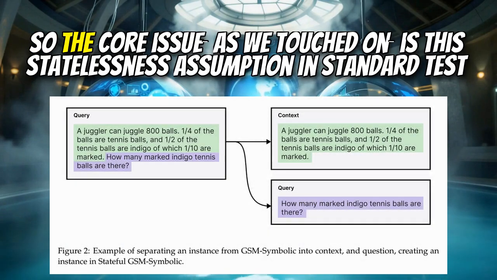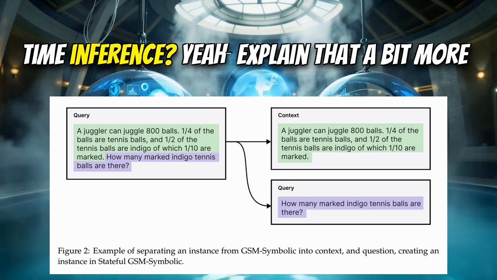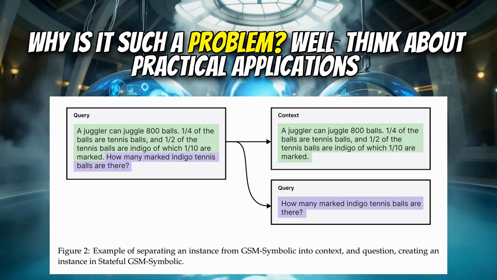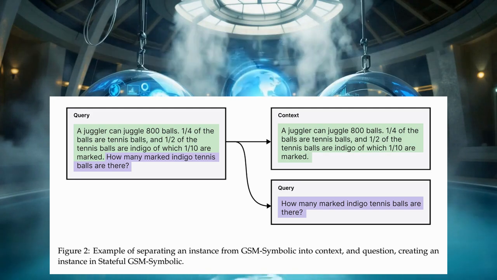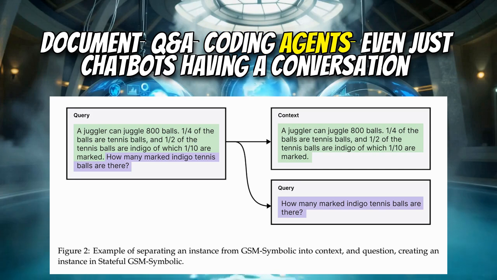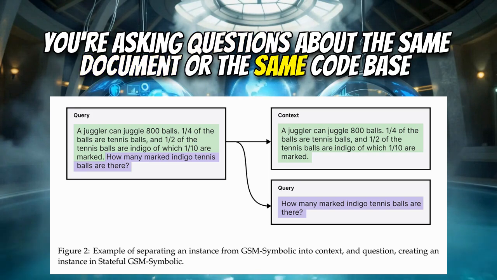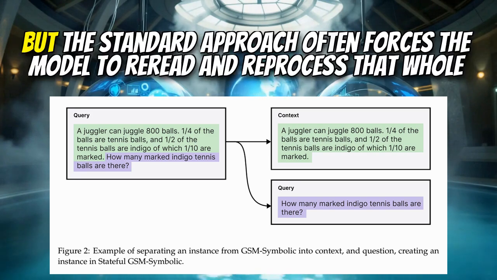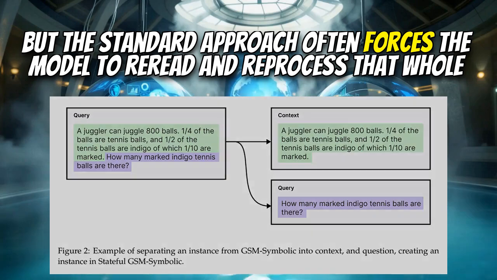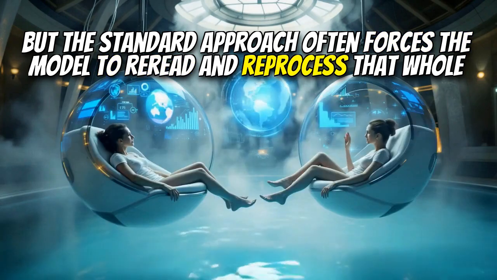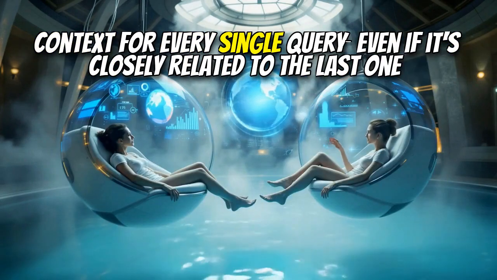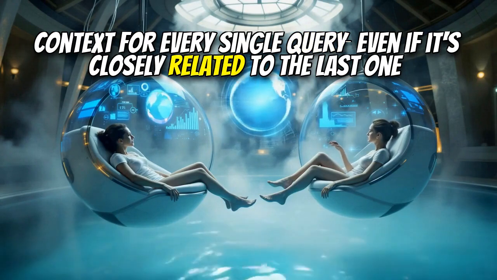Sounds good. So the core issue, as we touched on, is this statelessness assumption in standard test time inference. Yeah, explain that a bit more. Why is it such a problem? Well, think about practical applications. Document Q&A, coding agents, even just chatbots having a conversation, the context sticks around, right? Sure, you're asking questions about the same document or the same code base. Exactly. But the standard approach often forces the model to reread and reprocess that whole context for every single query, even if it's closely related to the last one.